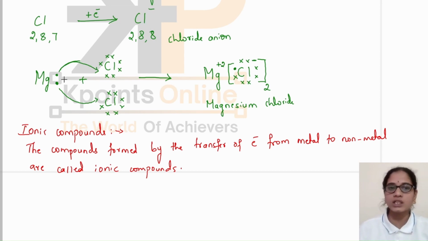This is all about the formation of ionic compounds, and this topic is very important from the examination point of view. You should thoroughly go through this concept. In the next session, we will discuss the different properties of ionic compounds and also the extraction of metals.